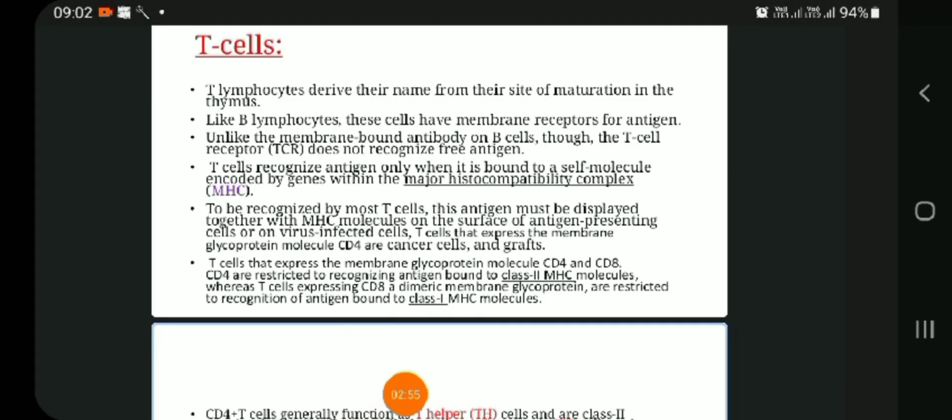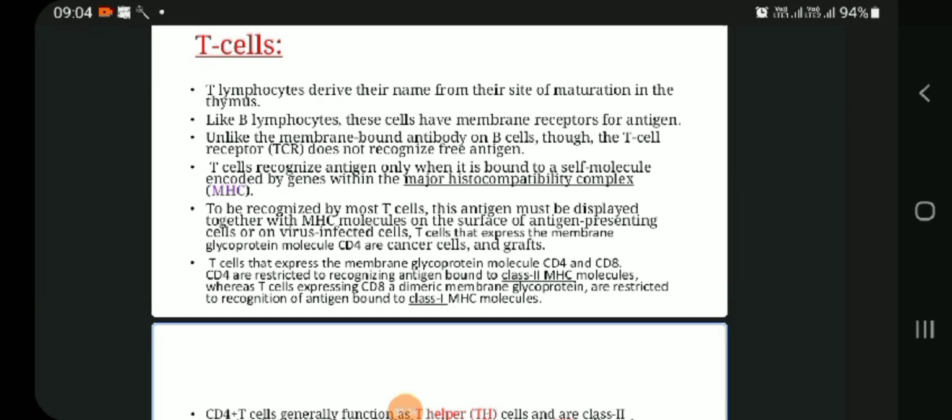T lymphocytes derive their name from their site of maturation, the thymus. Like B lymphocytes, these cells have membrane receptors for antigen, called T cell receptors. Unlike B cells, which have membrane-bound antibody that can recognize any kind of free antigen, the T cell cannot do the same. The TCRs do not recognize any kind of free antigen.